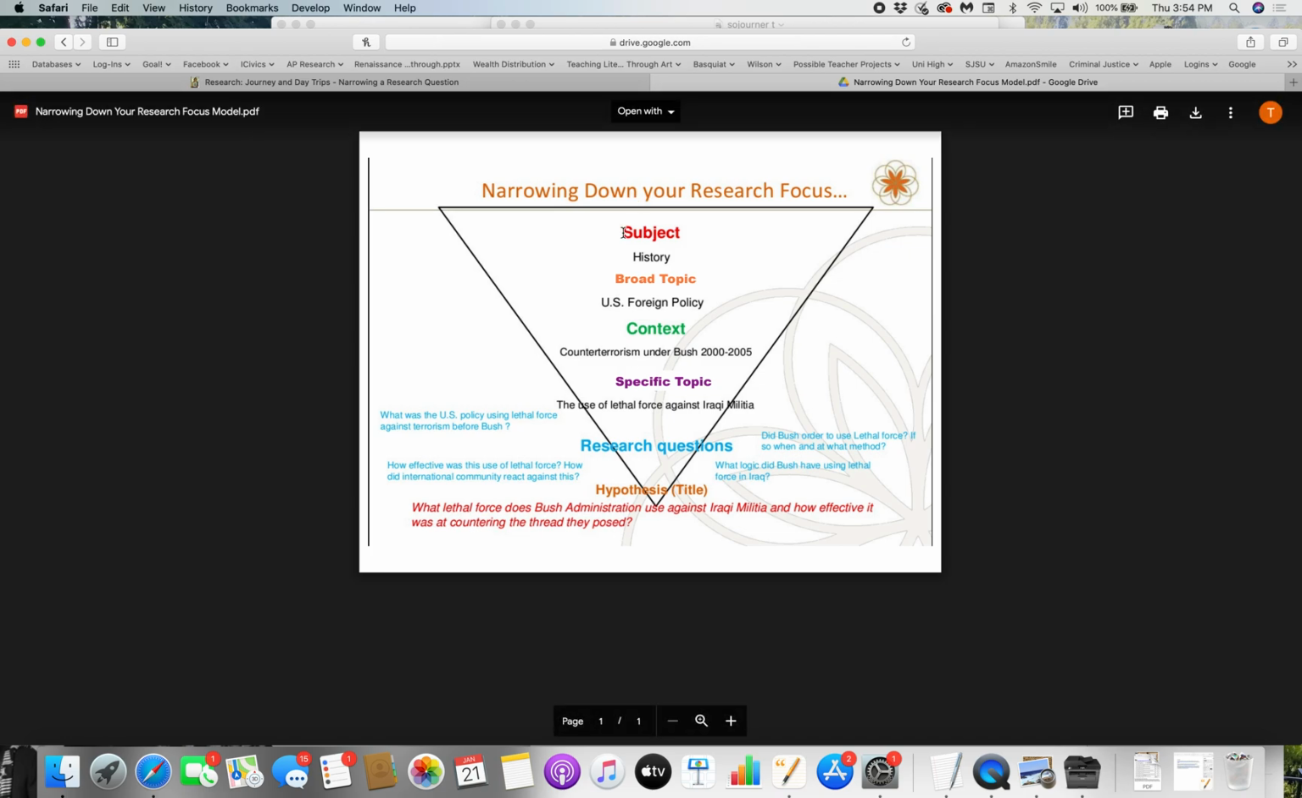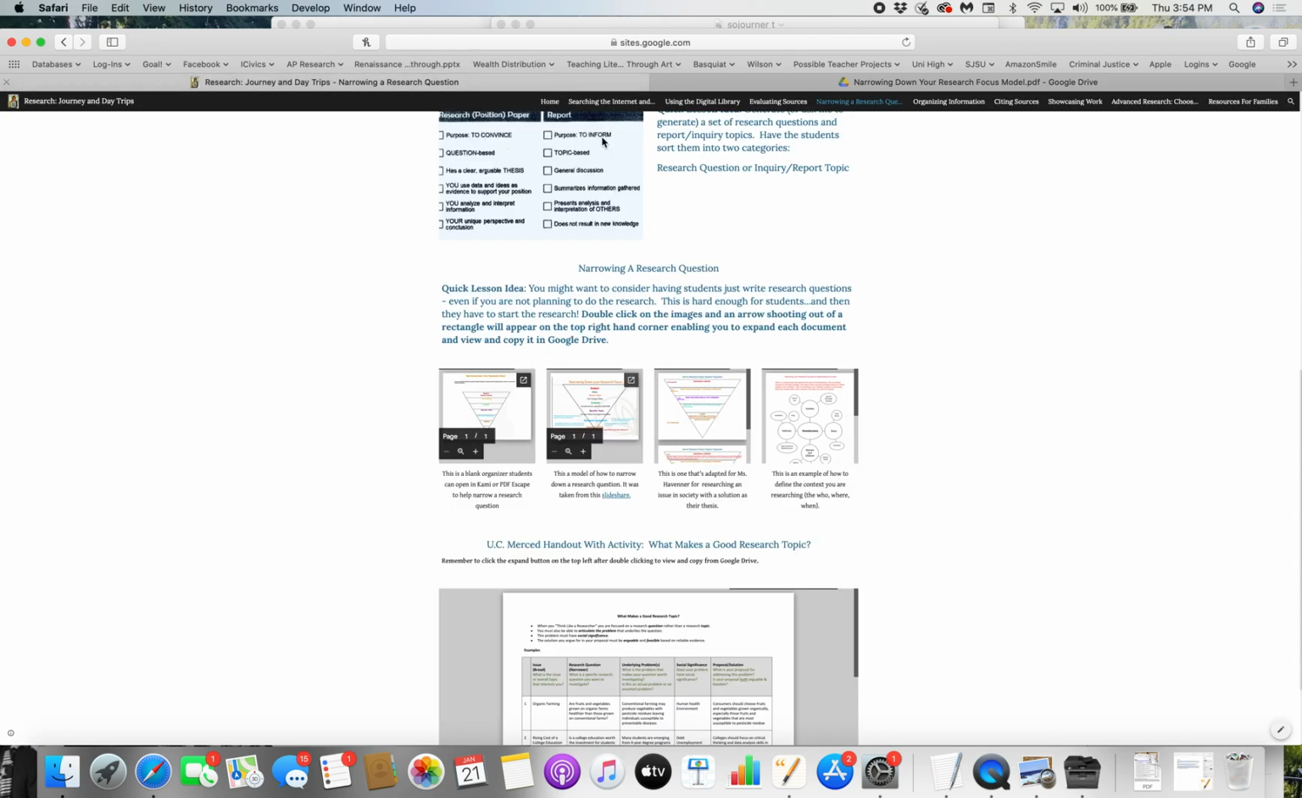So you might be in a very different situation where you're looking at the effect of an invention on society, and then you're going to have the specific invention, then something a little bit more specific about that invention's effect, and then you're going to write some questions and try to put together a question. So if you're struggling with searching, it might be because your research focus is just too broad.